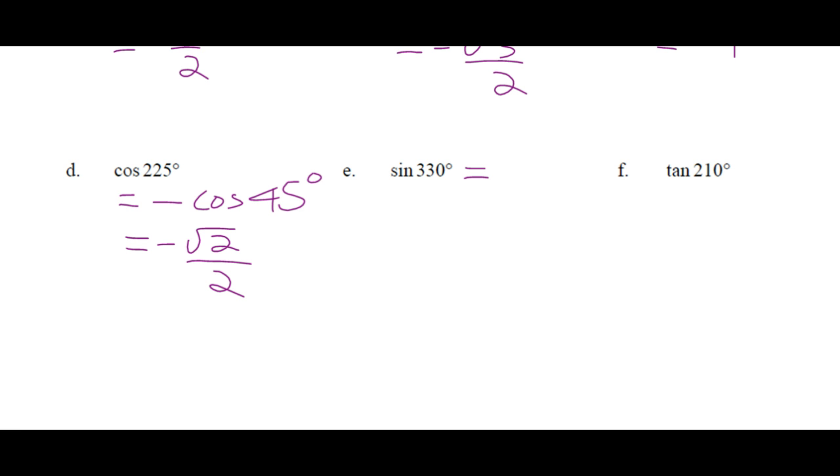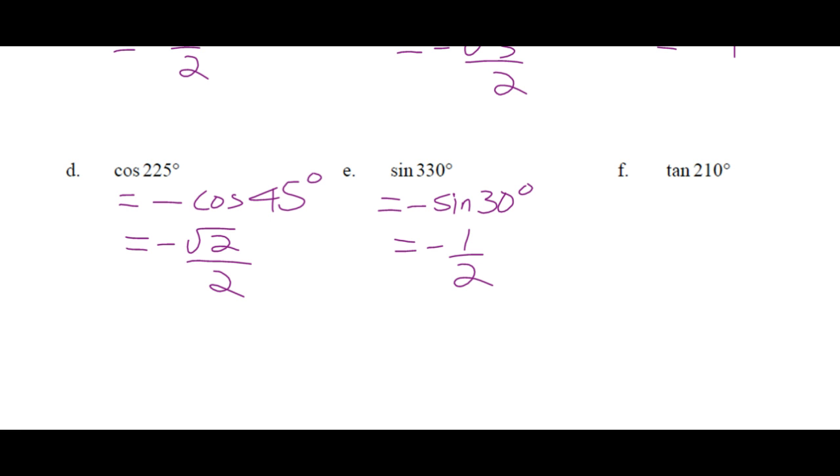Sine of 330. Okay, 330 is a quadrant 4 angle. In quadrant 4, the sine is negative. 330 has a reference angle of 30, and the sine of 30 is 1/2, right? Because that's the only thing I really know. And I just build everything out from there.